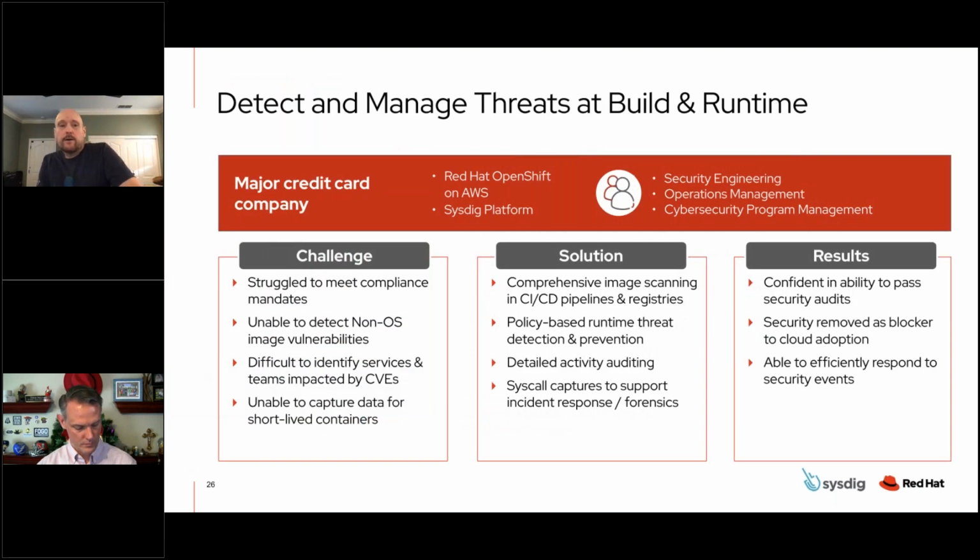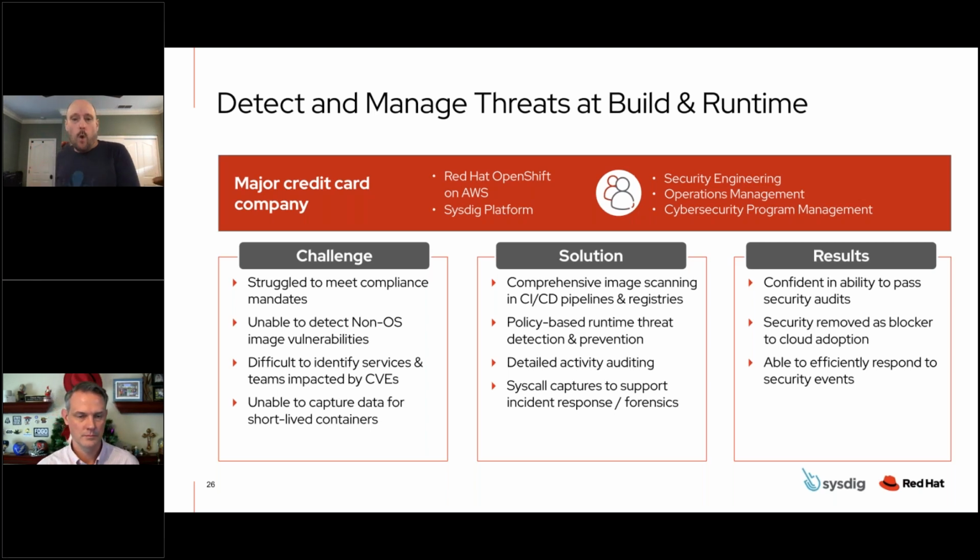The next one here is a major credit card company. I can think of 4, and it's one of them. Once again they're using OpenShift, of course, but now in the AWS cloud. As a credit card company, they had compliance mandates, and one of the things they were having a hard time with was detecting non-OS image vulnerabilities. One of the things Sysdig does well is not just look at OS packages and their vulnerabilities, but also third-party libraries, secrets, those kinds of things. So they were having that visibility challenge that I talked about.